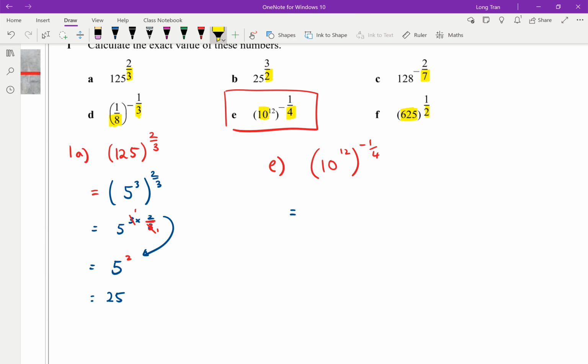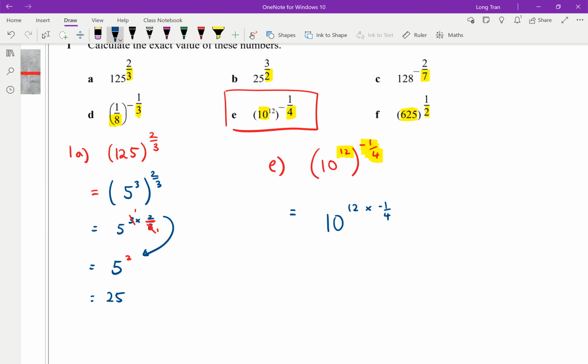I'm going to say, what's the rule when you have two powers? Powers on the inside of the brackets and then powers on the outside of the brackets. What would you do, Zach? Yeah, so let's try that. So when you're unsure, use what you currently know. In this case, multiply the powers together. So I'm going to write here 10 to the power of 12 multiplied by negative a quarter.